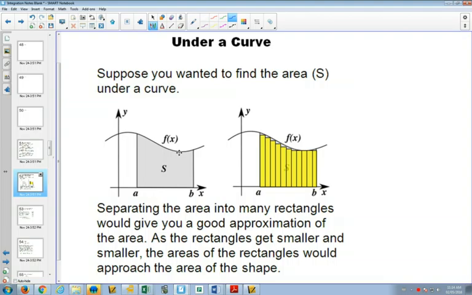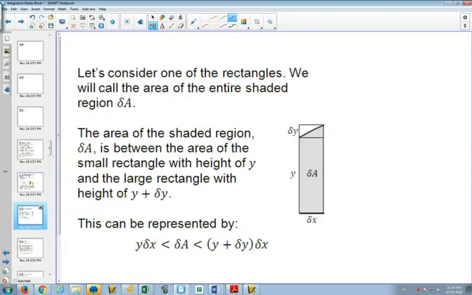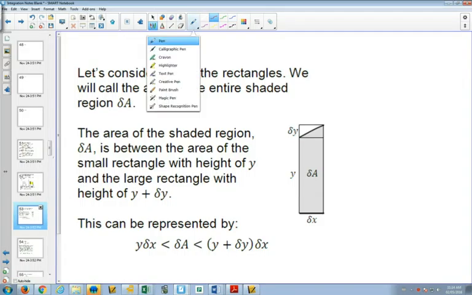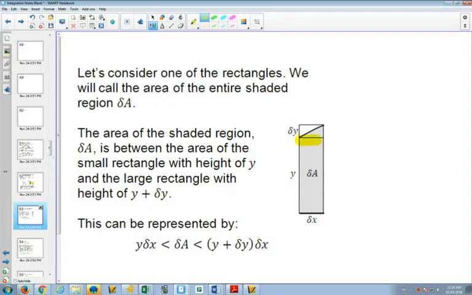That's the idea. We're going to look at what happens if we make the length of these rectangles smaller and smaller and smaller. In other words, making them thinner and thinner, then eventually our area will get really, really close to the actual area. So if we look at one of those rectangles, our yellow rectangle on the diagram before was the part below. That was the yellow part of the rectangle.